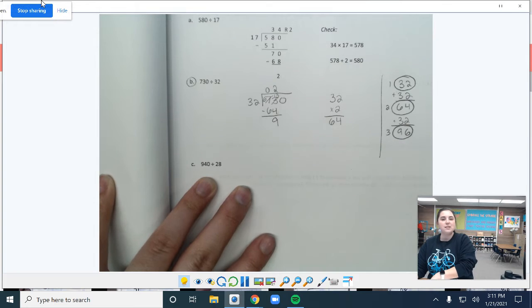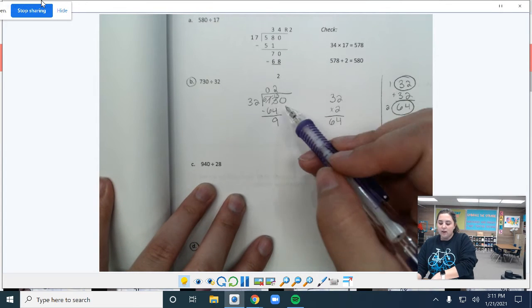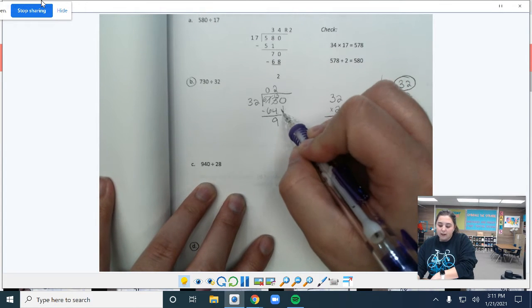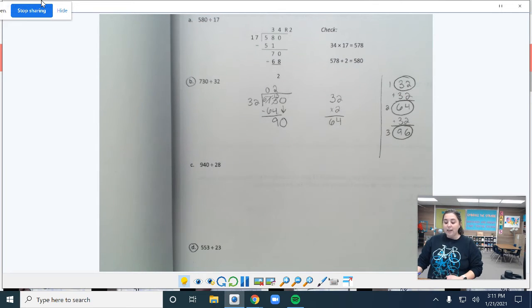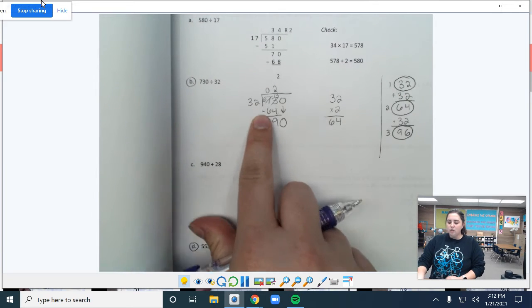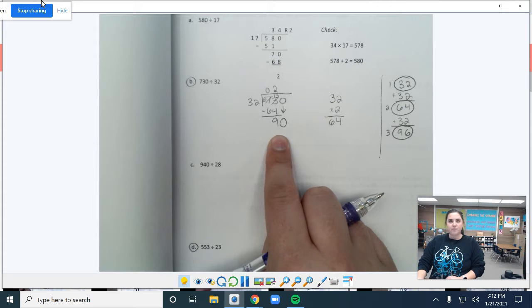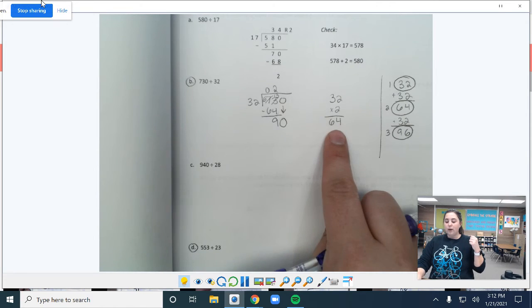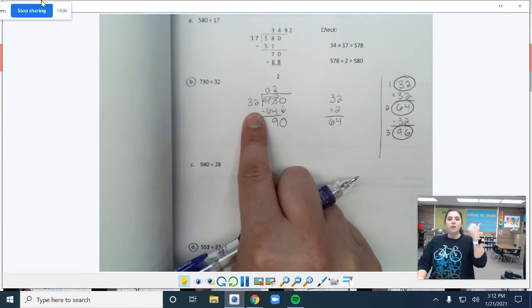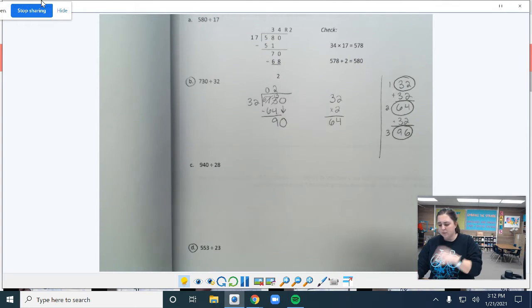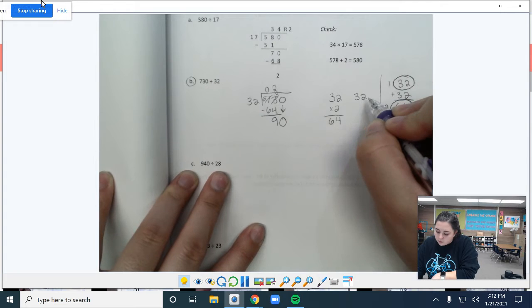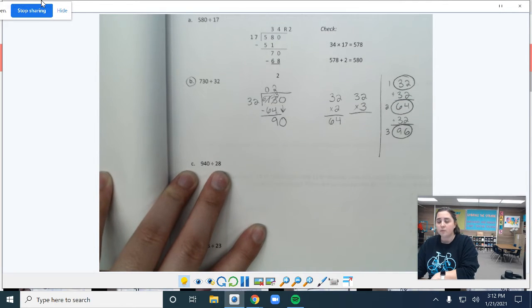6 minus 6 is 0. So I've just subtracted. I need to bring down. So now I have a 90. How many 32s can go into 90? So I said again, if you were rounding, that's about 30. 30, 60, 90, maybe 3 times? Let's check. What would 3 groups of 32 be?